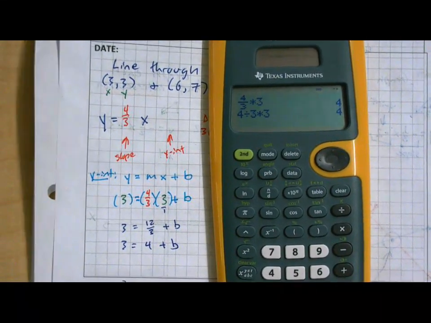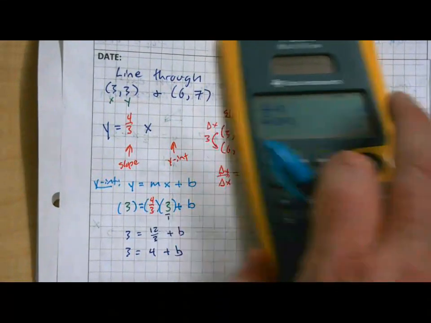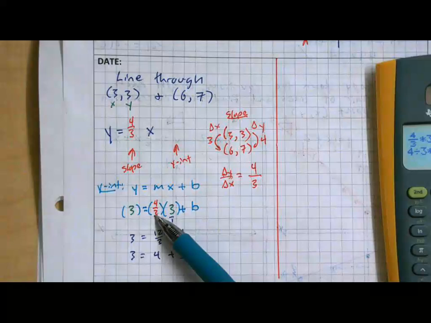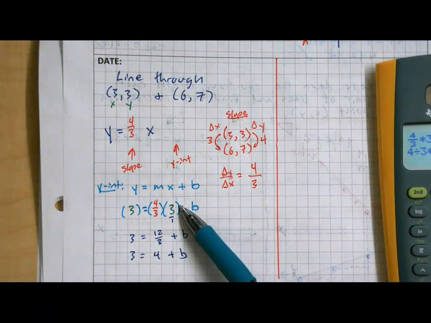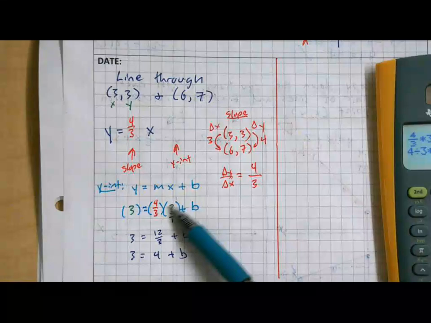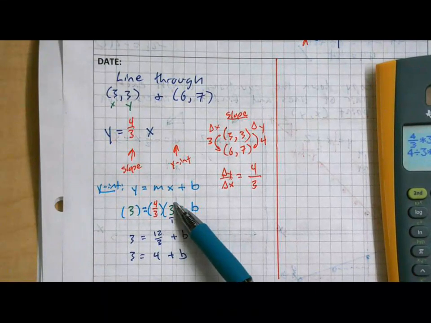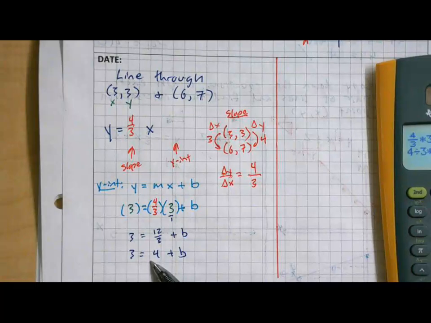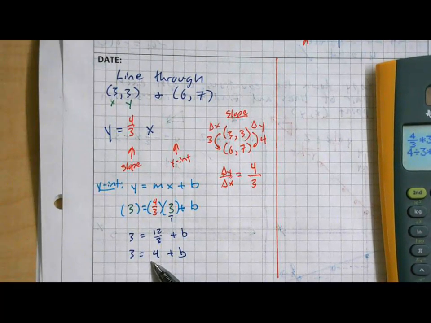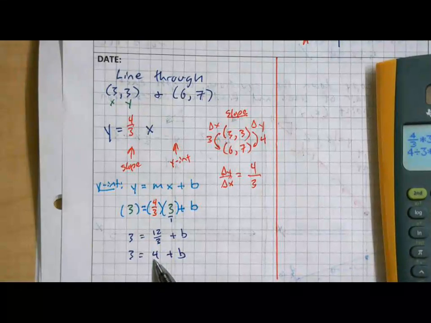There are some shortcuts we could have used also. If I'm taking 4 and I'm dividing it by 3 and then multiplying it by 3, isn't dividing by 3 and multiplying by 3 just going to cancel each other out? And that would just be 4. That'd be another way to do it. However we got there, we multiplied these together and we got 4.